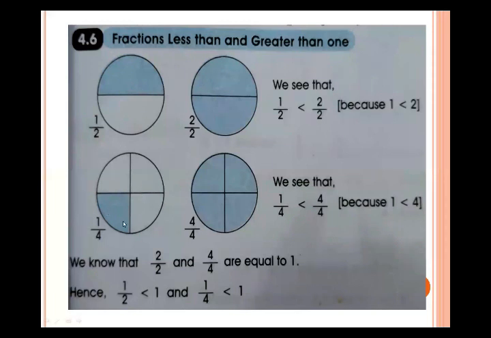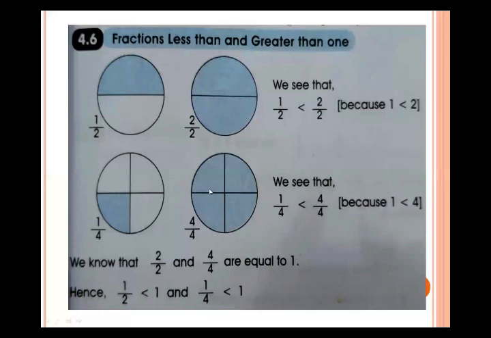Here again you have a circle. This circle is divided into 4 equal parts and only 1 is shaded. The fraction is 1 upon 4. 1 shows the shaded part and the total parts are shown by the denominator, 4 parts. That's why the fraction is 1 upon 4.